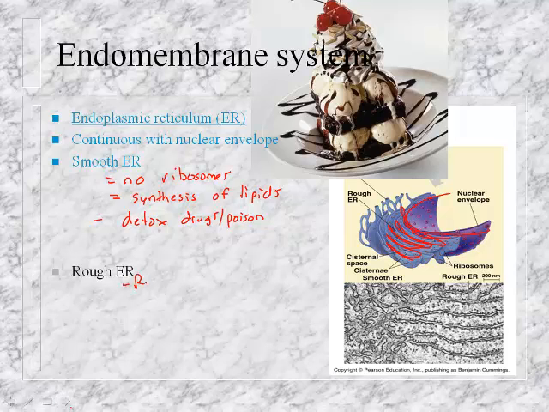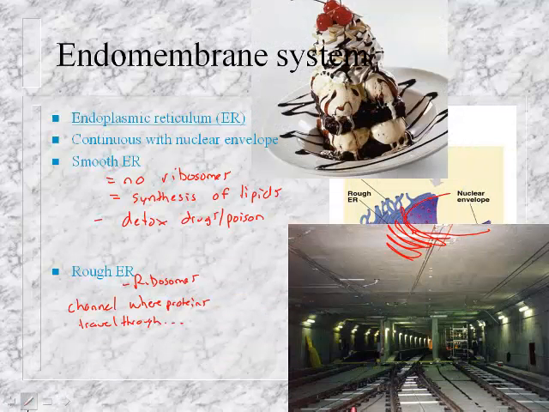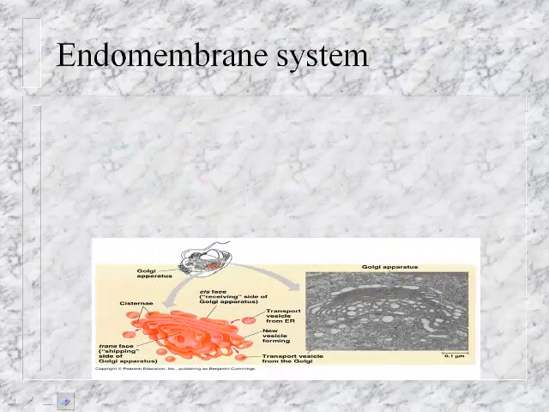Rough ER, so this has ribosomes. That's what makes it rough. Boom. So what it does is, really for these ones, all you need to know is that it's just a channel where proteins travel through. Okay? Before something else happens. There's lots of other processes that occur, but they're going to be a little bit more advanced. We'll see those in Bio 12 and in university. Oh, sorry. And the reason why I showed this is because these are the different tunnels, different channels, just like ER.